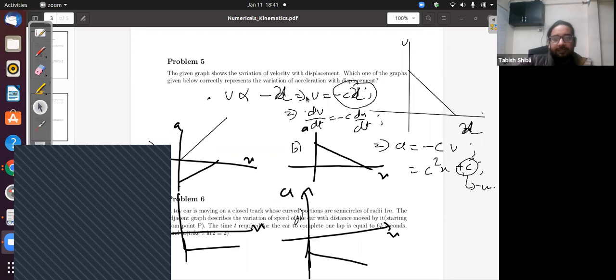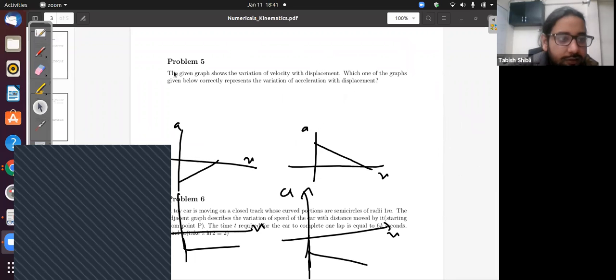V is proportional to minus D because that's what is given in the graph, right? Minus X. It's literally going downwards. So it's proportional to minus X. As X is increasing, velocity is decreasing. That is essentially what was given there. Okay, next question. Hey, why is this not happening? Okay, clear from here.